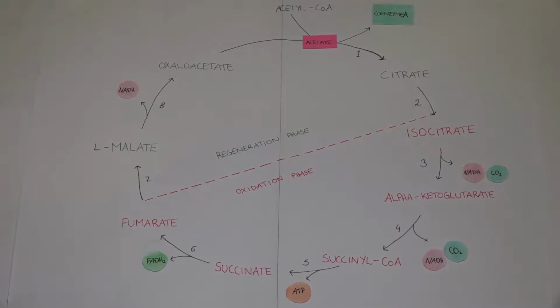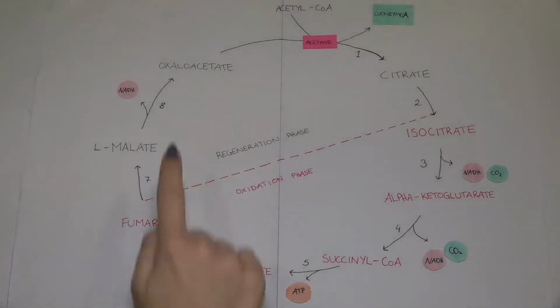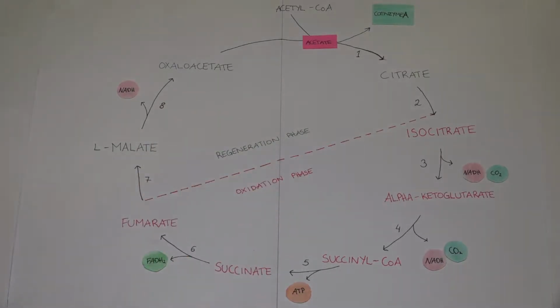The regeneration phase begins again in step 7, where fumarate turns into L-malate and the finished L-malate converts into oxaloacetate, ready to combine with acetate to start the cycle all over again. For each glucose, this cycle occurs twice, producing 2 ATP, 4 CO2, 2 reduced FAD and 6 reduced NAD. This is the net equation.